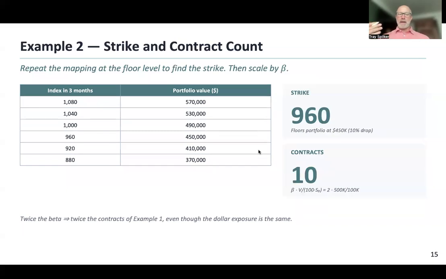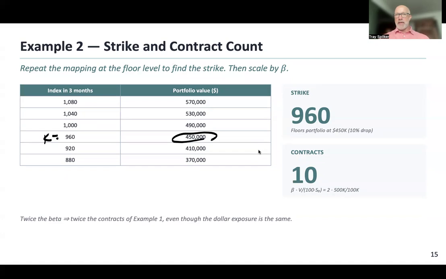we're going to repeat the mapping across a bunch of different strike prices, and we can scale the contract counts by our beta. So in our prior example, we were most concerned about our portfolio falling below $450,000, right? So in that example, we were most concerned about this value here. Now, when our beta is equal to 2, this is going to correspond to a strike price of 960 on the index level, going from 1,000 to 960.